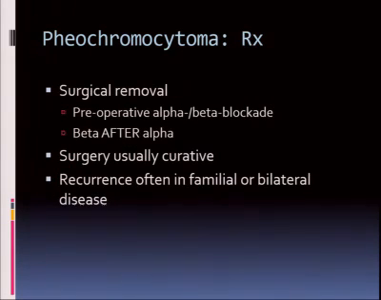Treatment is surgery. This is pretty much the standard approach. It is very important to have very dense alpha and beta blockade because through surgical manipulation, you can cause significant amounts of catecholamine release, which can be fatal. So it's very important to have that blockade very heavily on board before they go into surgery. Surgery usually is curative, but once again, because of the high rate of malignancy and because of the genetic predispositions, recurrence is very, very common in children.